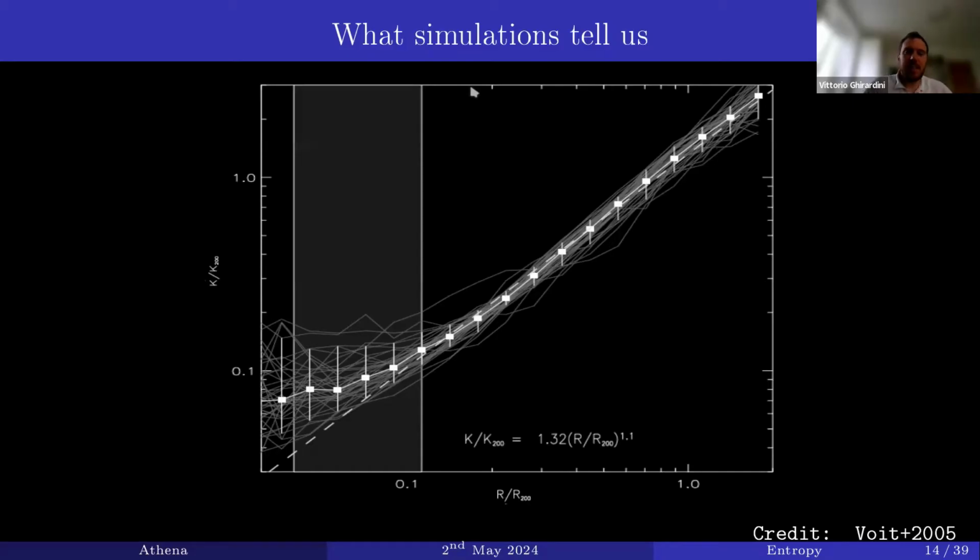So all of the profiles are very well behaved, corresponding more or less to this power law relation here. And in the center, already in this early simulation, it was shown that effects from radiative cooling were important in order to cool the gas, and that was changing the profile, but generally only in the core.